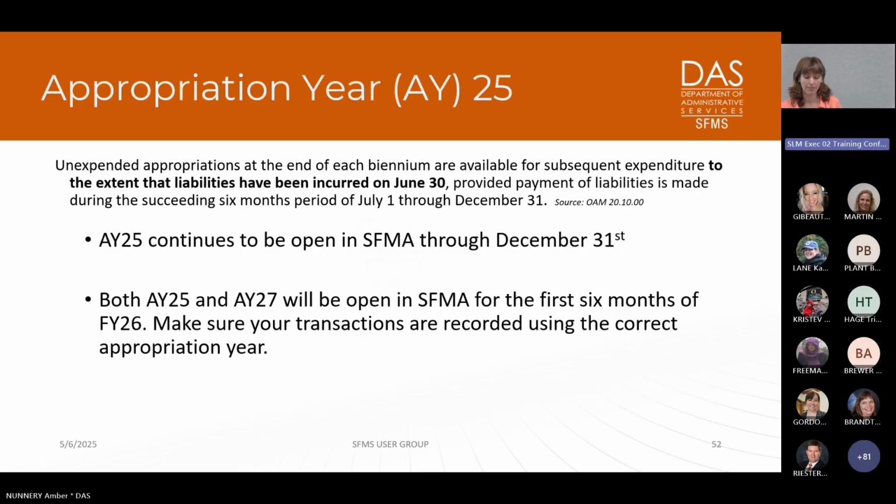Liabilities are incurred when services and supplies are received. For 6 months, we will have both biennium open, AY 25 and AY 27. Please consider that we will post to the previous AY if goods or services have been received by calendar date June 30th.